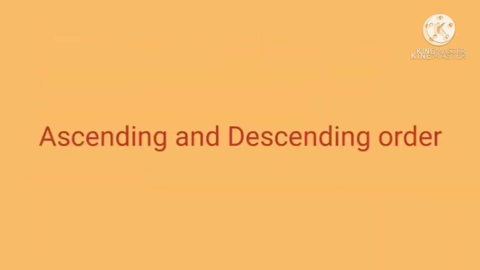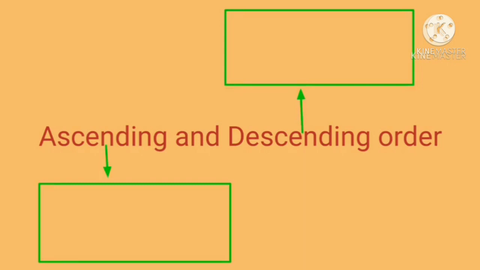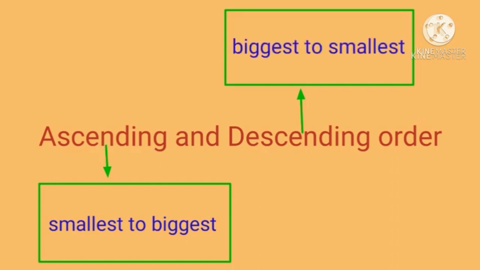Okay. In this lesson we have learned about ascending and descending order. Do you remember that? Yes. In ascending order, we will arrange the numbers from smallest to biggest. And in descending order, we will arrange the numbers from biggest to smallest.